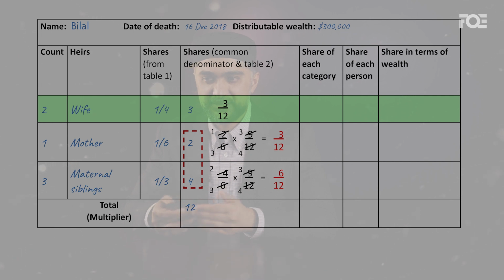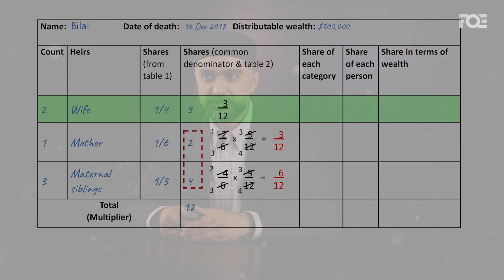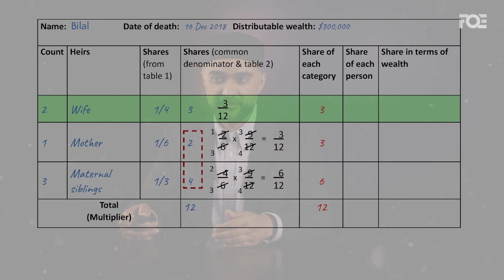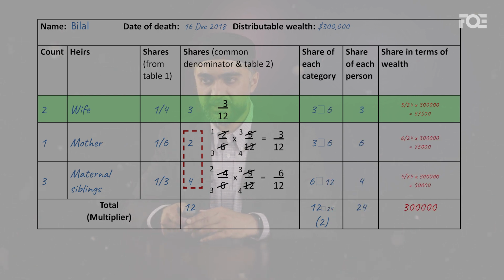So 2 over 6 becomes 1 over 3, and then 9 over 12 becomes 3 over 4, and we simplify this as 3 out of 12. And similarly for maternal siblings, we simplify these numbers and we get 6 out of 12. So now with a new denominator of 12, wives are getting 3 out of 12, mother is getting 3 out of 12, and then maternal siblings are getting 6 out of 12. There are 2 wives, so we can multiply this by 2 and get the share of each person, and this is how we do our calculations.